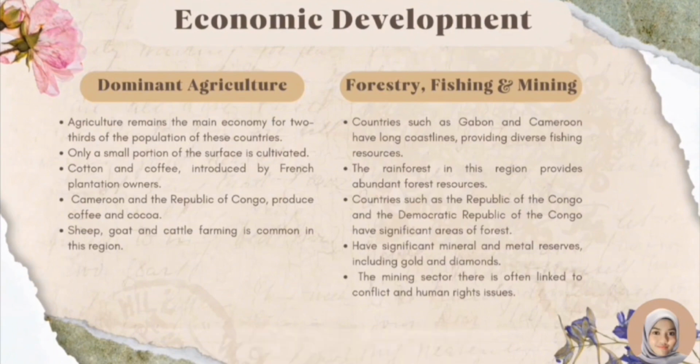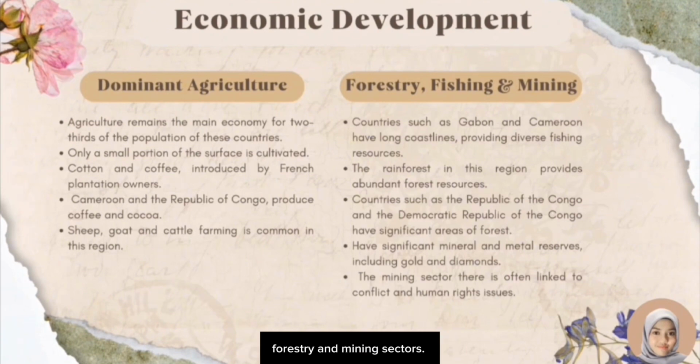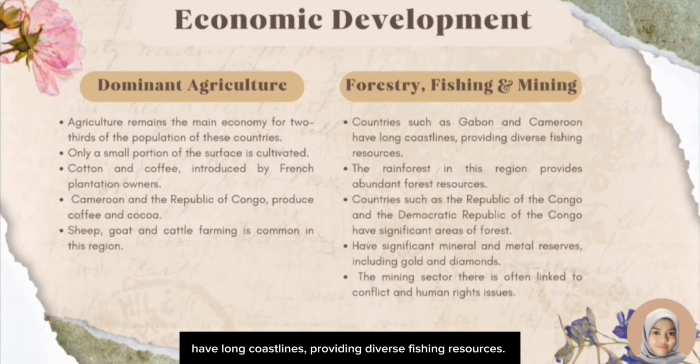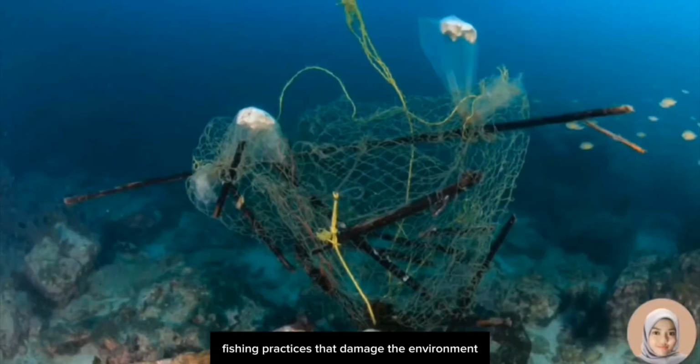small holdings. Central Africa has significant natural resource potential, including in the fisheries, forestry, and mining sectors. Countries such as Gabon and Cameroon have long coastlines, providing diverse fishing resources. However, there are several problems in the fishing sector, including overfishing, fishing practices that damage the environment, and a lack of management of fishing resources.